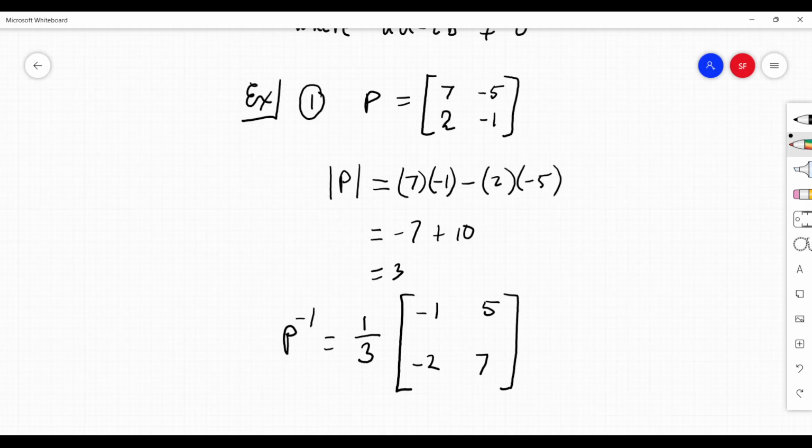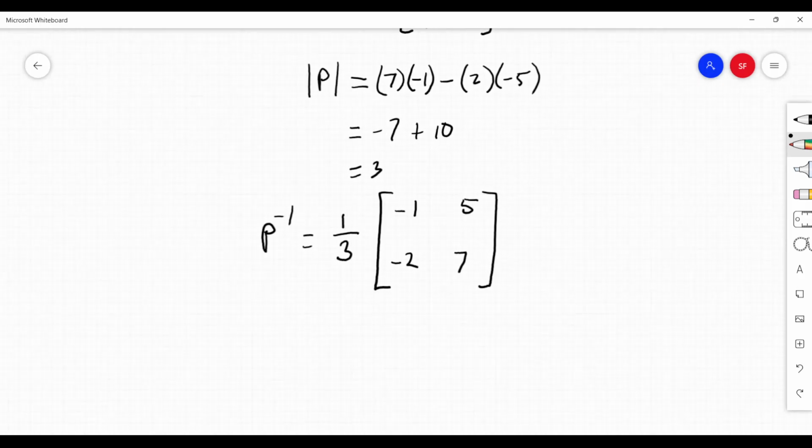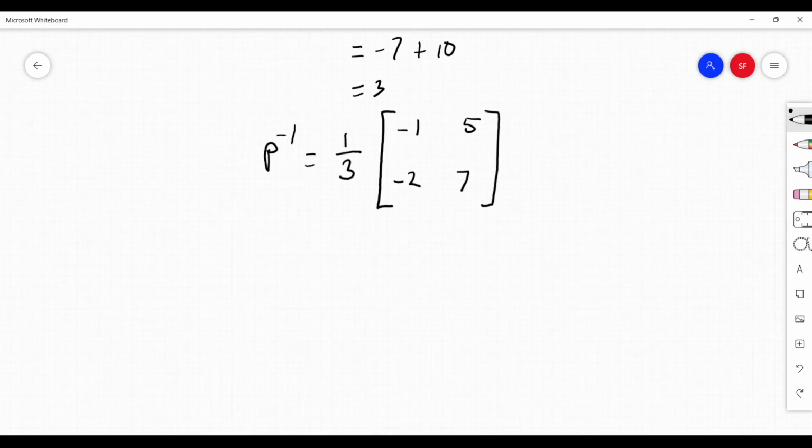Okay. So, how do we multiply a scalar times a matrix? Like that. Distribute it. Essentially, we're going to multiply this times this one and that one and this one and that one, right? Distribute. Okay, so what is 1/3 times -1? -1/3.